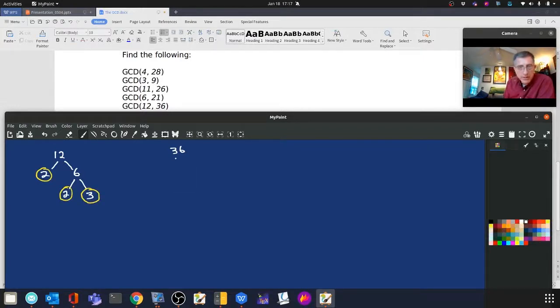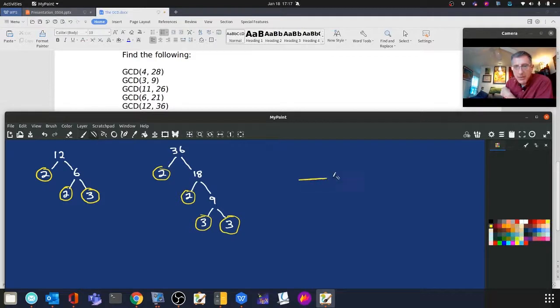And then 36 divided by 2 is 18. And 18 divided by 2 is 9. Now 9's not even anymore, so I have to think of another prime divisor. And 9 divided by 3 is 3. Now if you'll observe, all of these numbers are primes. So I have a lot of 2's and a lot of 3's.